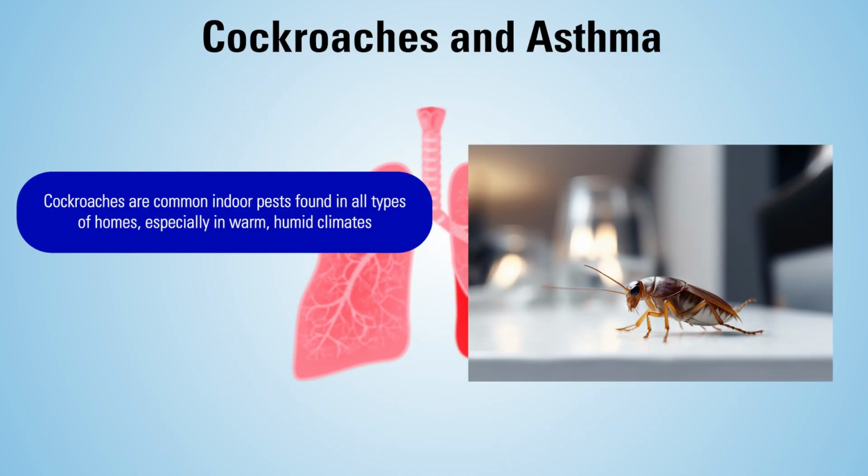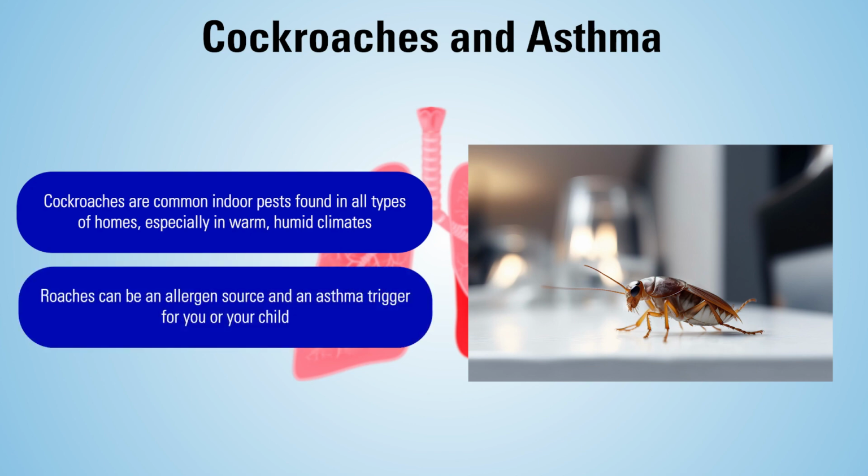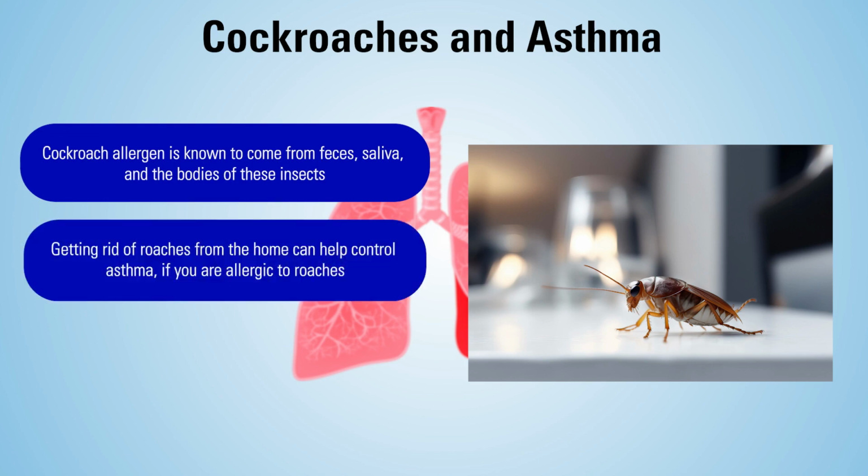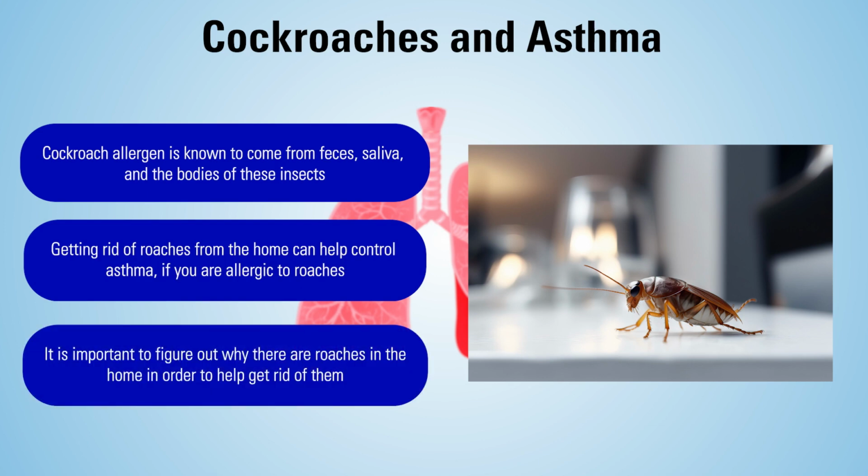Cockroaches are common indoor pests found in all types of homes, especially in warm, humid climates. Many homes have roaches, no matter how clean they seem. Roaches can be an allergen source and an asthma trigger for you or your child. Cockroach allergen is known to come from feces, saliva, and the bodies of these insects. Getting rid of roaches from the home can help control asthma if you are allergic to roaches. It's important to figure out why there are roaches in the home in order to help get rid of them.